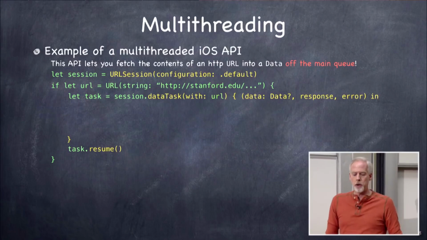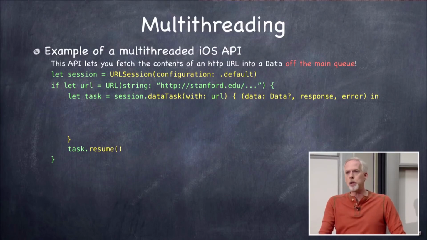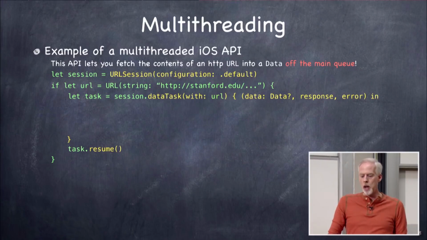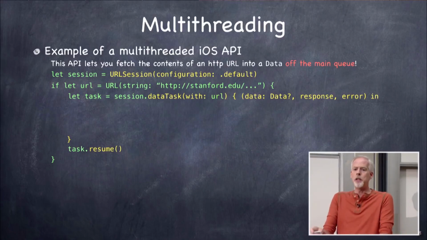Okay? Now, notice that the data task with URL function takes another argument. I'm using trailing closure notation to put it outside the parentheses, but it's just an argument to data task. That argument is a closure that URL session is going to call when it gets the data. The closure takes the data that it gets as an argument, which makes sense. Also response and error, which is the HTTP response, and any error that might come along. Don't worry too much about that, but the bottom line is you give it a closure.